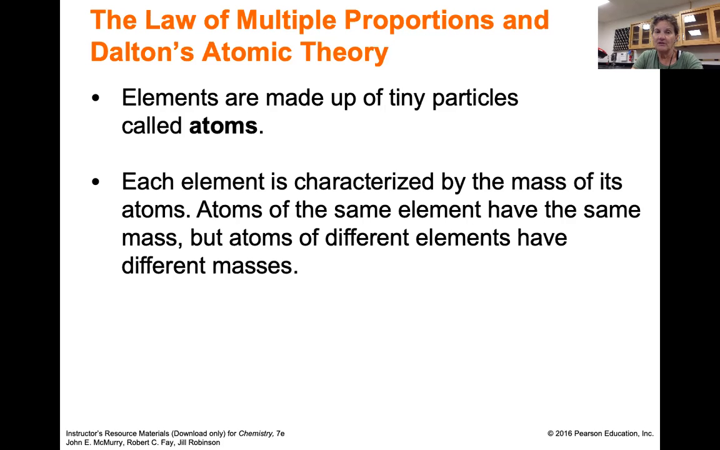So for water, it has 2 hydrogen and 1 oxygen. And the hydrogen and oxygen are tiny particles called atoms. So each element is characterized by the mass of its atoms. Atoms of the same element have the same mass, but atoms of different elements have different masses. And we'll see that's not totally right, but this was Dalton's atomic theory. We'll see when we have something called an isotope, an element can have a different mass, and we'll understand that here in a minute.